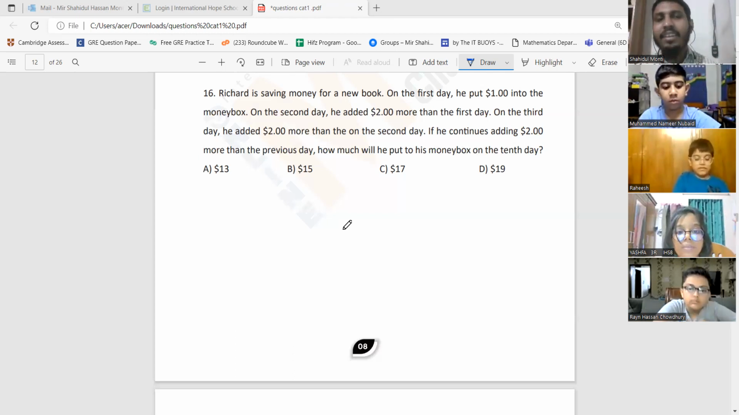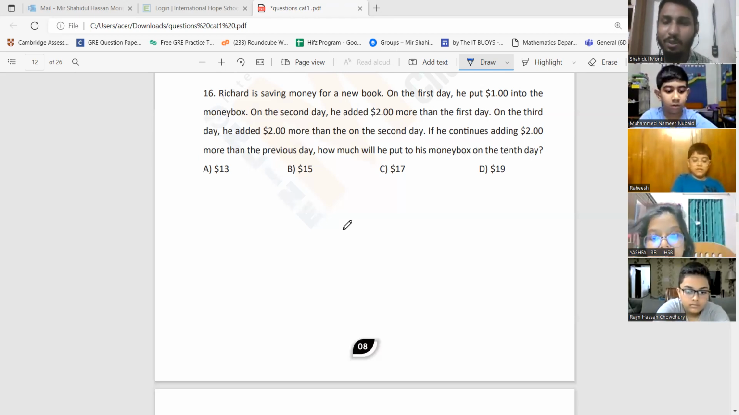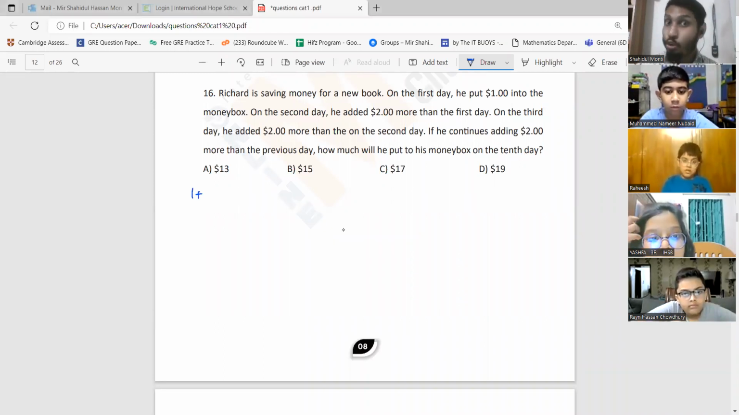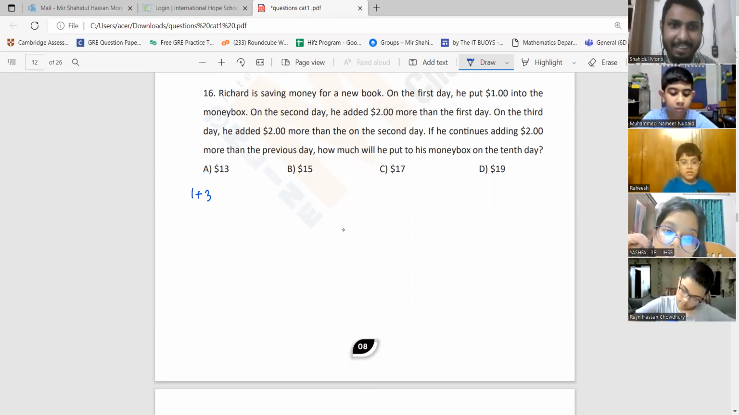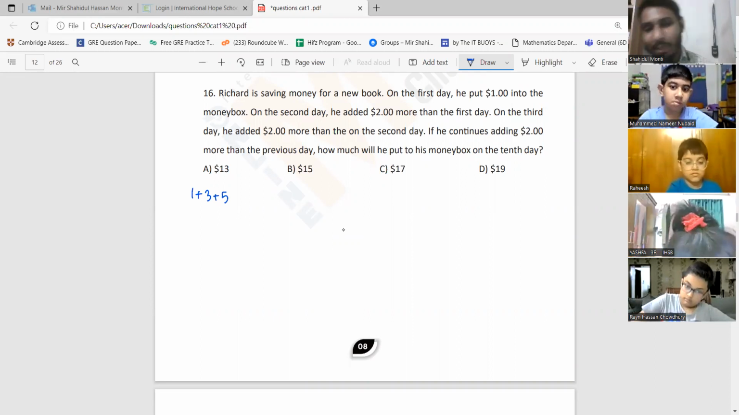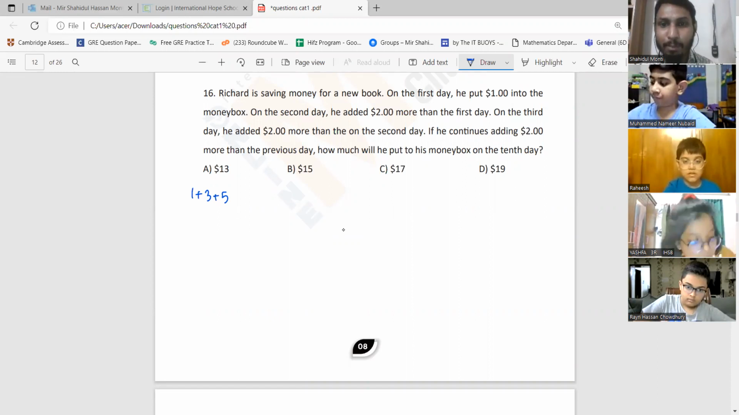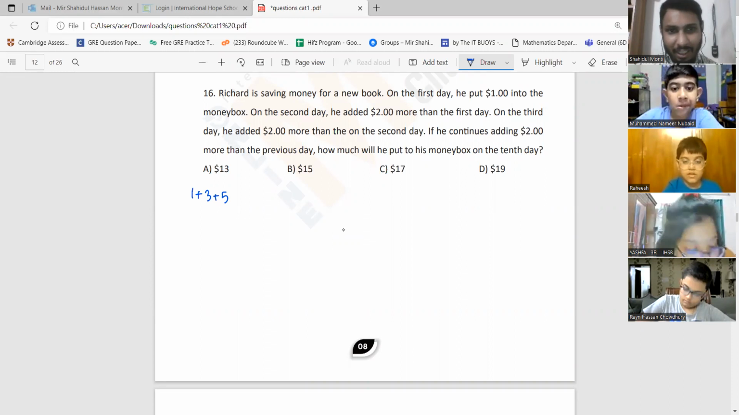Number 16. Richard is saving money for a new book. On the first day, he put £1 into the money box. On the second day, he added 2 more than the first day. So on the second day, he's going to put 3. On the third day, he added 2 more than on the second day, so that will be 5. If he continues adding 2 more than the previous day, how much will he put into his money box on the 10th day? That's an easy question.